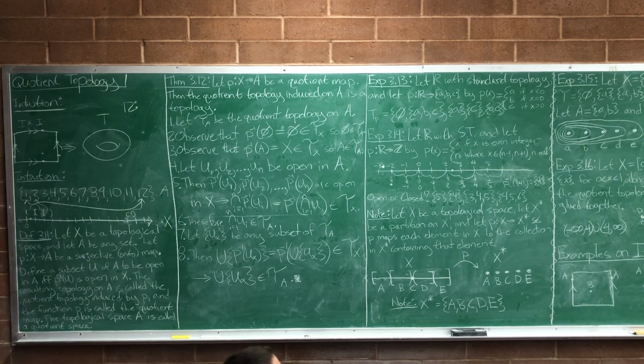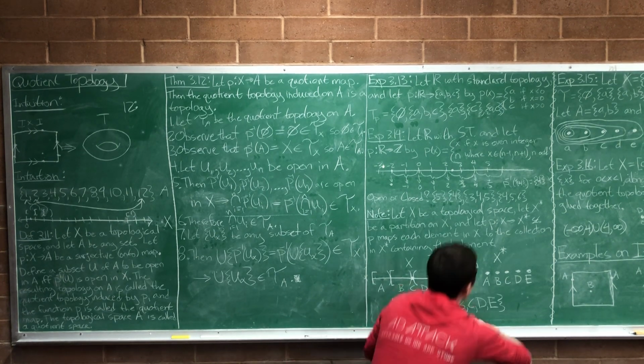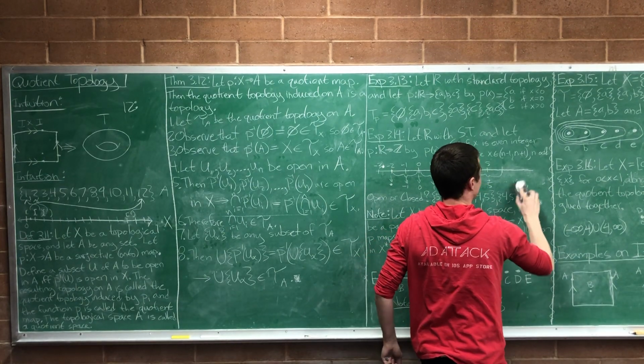Alright, let's look at the set 3, 4, 5. Is that set open? It's a union of open sets. What is the pre-image of that set? It'd just be the open interval of 3 to 5. Almost. Open interval of 2 to 6. There you go. 2 to 6.